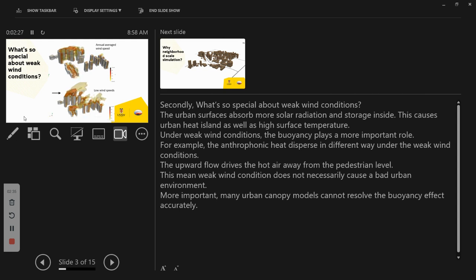For example, this is our simulation about the anthropogenic heat dispersion in different wind speed under the weak wind conditions. You can see the anthropogenic heat dispersion pattern is quite different under the weak wind conditions. The upward flow actually drives the hot air away from the pedestrian level. This means weak wind conditions do not necessarily cause a bad urban environment. More important, many urban canopy models cannot resolve the buoyancy effect accurately.